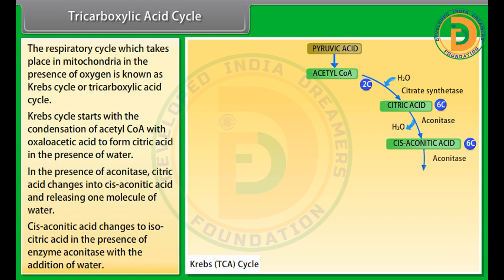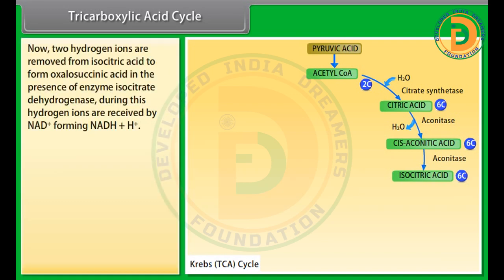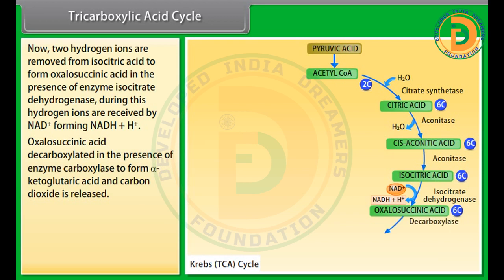Cis-aconitic acid changes to isocitric acid in the presence of enzyme aconitase with the addition of water. Now, two hydrogen ions are removed from isocitric acid to form oxalosuccinic acid in the presence of enzyme isocitrate dehydrogenase. During this, hydrogen ions are received by NAD+, forming NADH plus H+. Oxalosuccinic acid is decarboxylated in the presence of enzyme carboxylase to form alpha-ketoglutaric acid, and carbon dioxide is released.